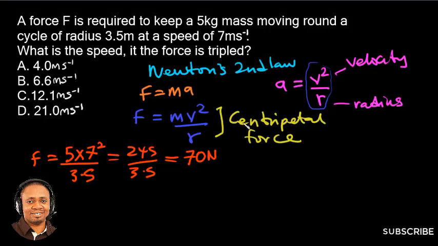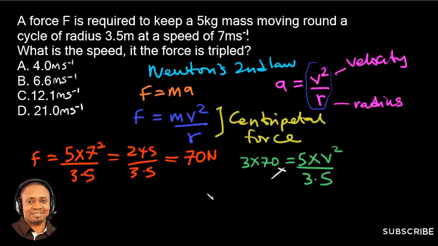Then the question is, what is the speed if this force is tripled? If the force is tripled, we're talking about 3 times F, and we're still talking about the centripetal force. So let us just substitute the F in there. So we have 3 times 70 equals, the mass still remains 5 kg, times the speed, which is what we are looking for now. It is unknown when the force is tripled. And we have the radius as 3.5.